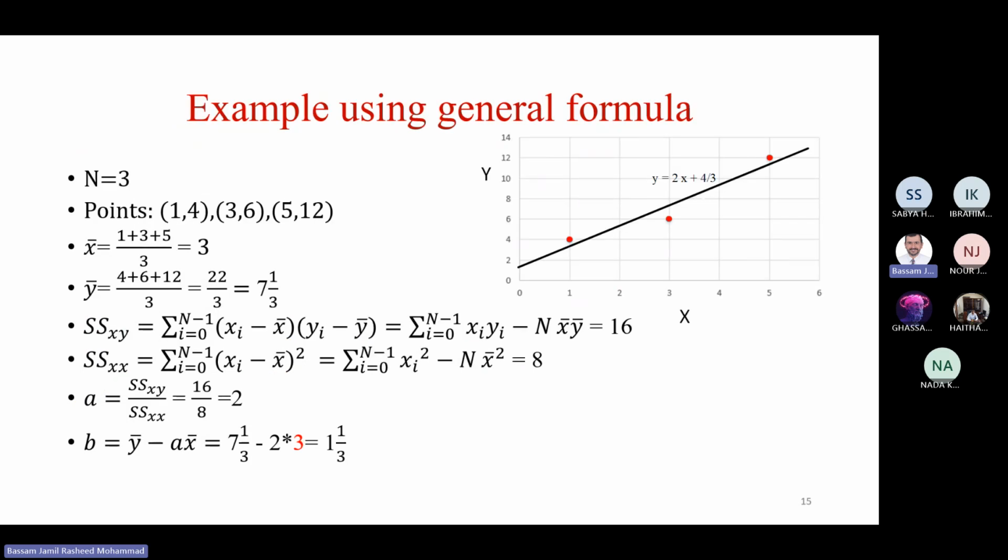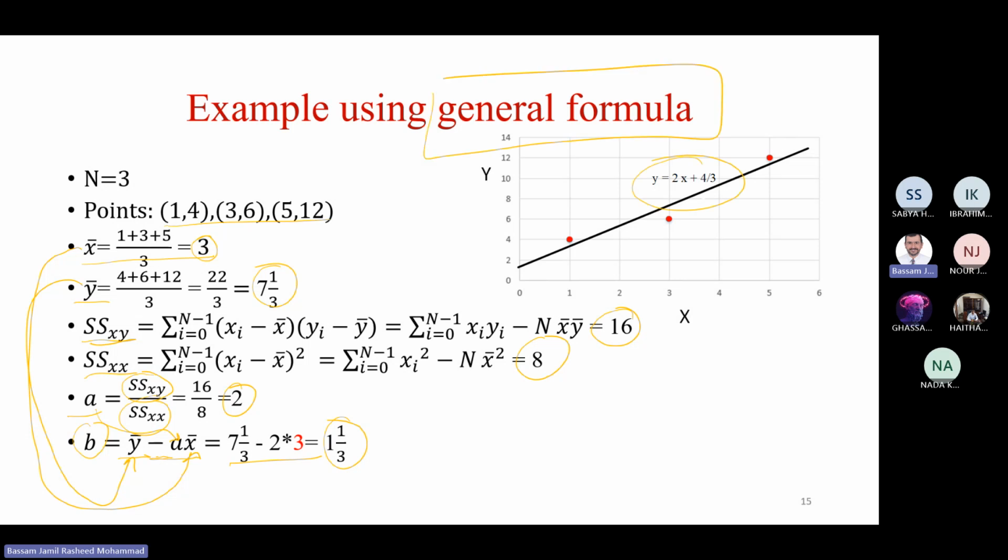If we go to our example, you notice that these are our points, the same example, and this is the average of the x coordinate and the average of the y coordinate. Then I can compute SS_xy and SS_xx, which are 16 and 18. A equals SS_xy over SS_xx, and we get 2, which is exactly the same value we got when we derived. And B equals y average minus A times x average, where this is the A coming from here, this is the y average, and this is the average x. You do the math, you get 1 and a third, which is exactly what we got from our derivation. So this is a general formula for building your linear model, instead of going through the derivation.